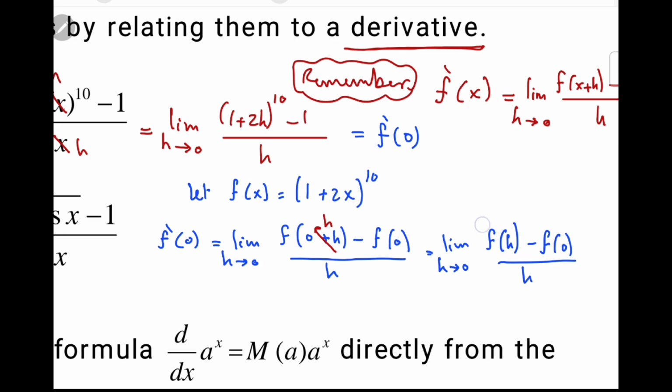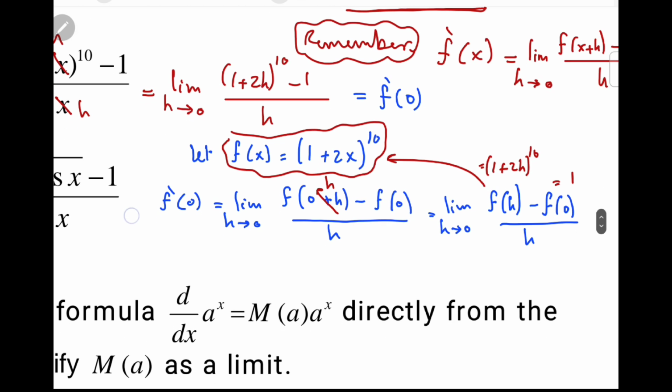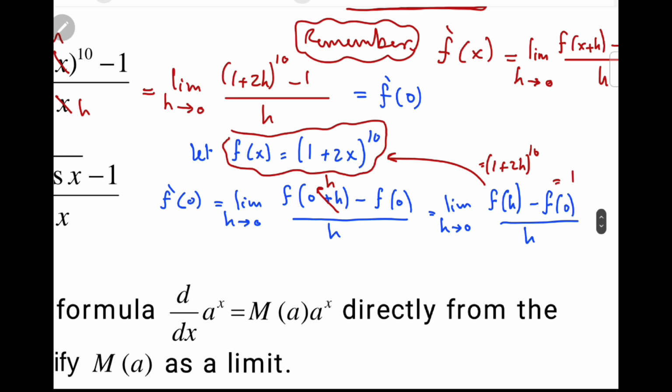And if you look here, f of h is simply 1 plus 2h to the power of 10, and f of 0 is equal to 1. So this is the original limit. So in this case, we need to find the derivative of this function and then evaluate it at 0.